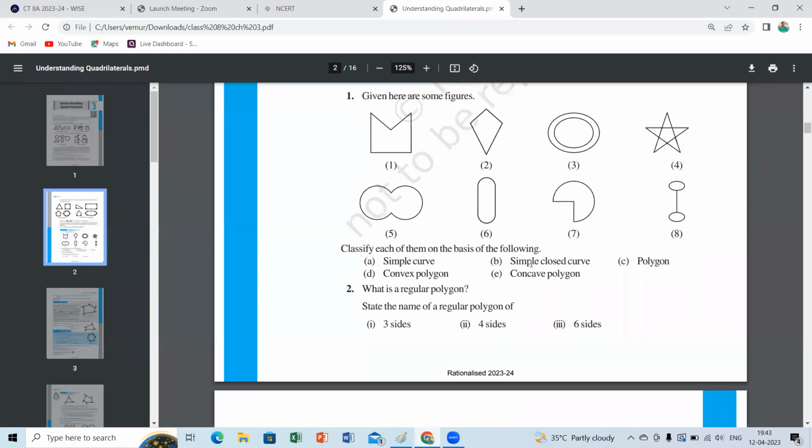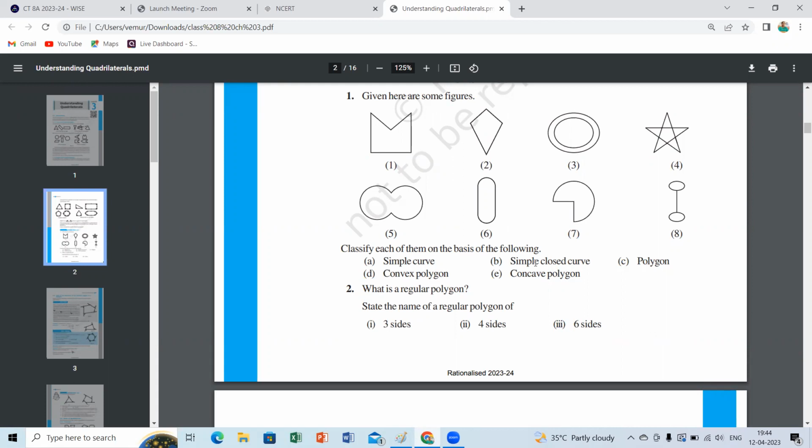What is the definition of a simple closed curve? It should meet at the starting point without overlapping, right? Yes, ma'am. Is it possible here to draw it without lifting the pen from the paper? Can you draw the structure? Yes, ma'am, we can. Very good.